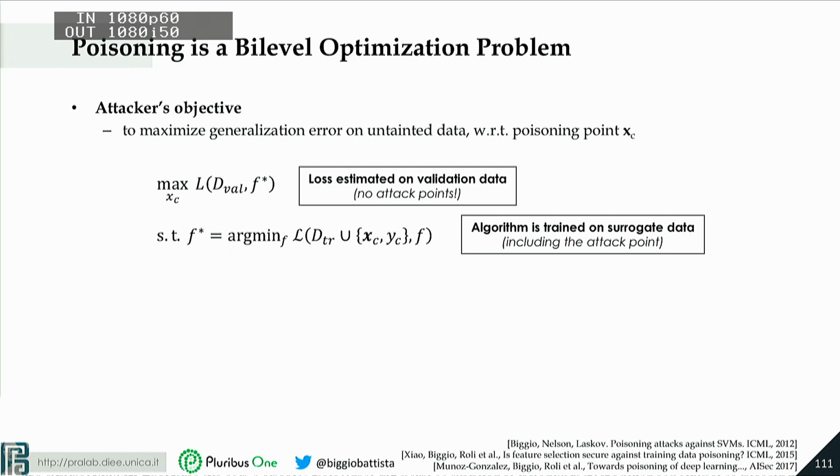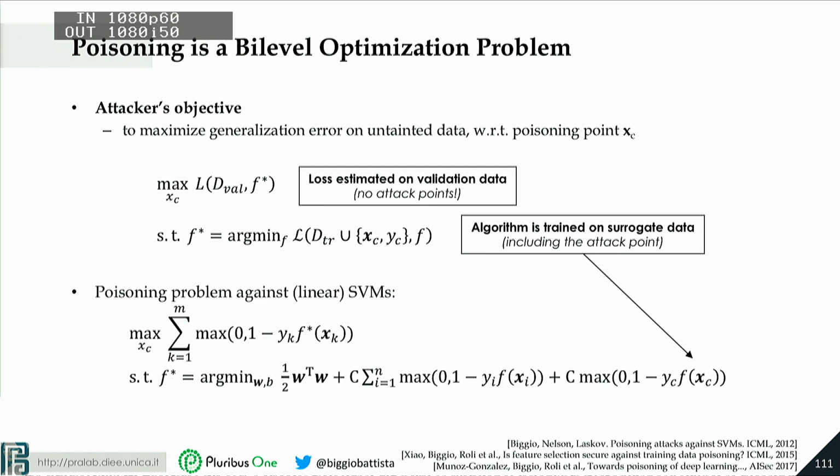Okay? So you have two nested optimization problems. One is maximizing the error, and the other one is training the classifier. Because every time you change the training point, you have to update the model. That's why you have this dependency. And this is called bi-level optimization, because you have the outer problem and the inner problem is nested in this way. Okay?